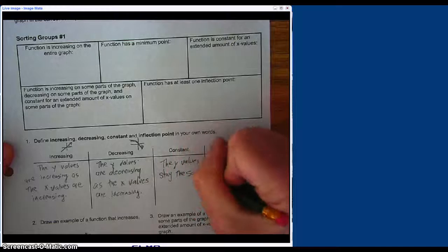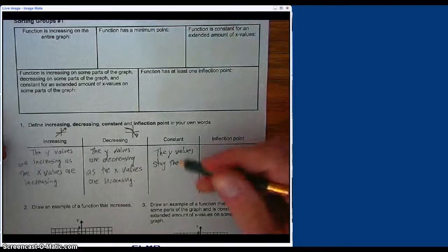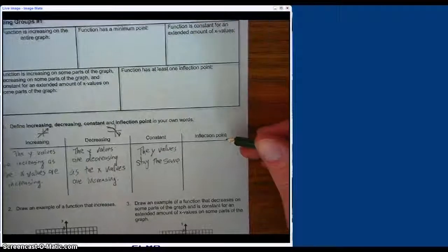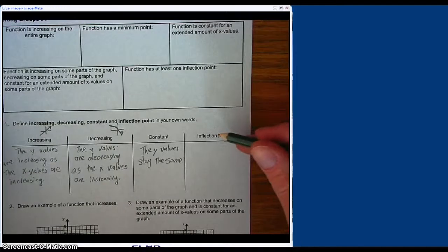And if the y values stay the same, you think of that as a flat graph, like a horizontal line, right? So y values stay the same as a constant. Okay, now this is something that you haven't been exposed to, an inflection point.